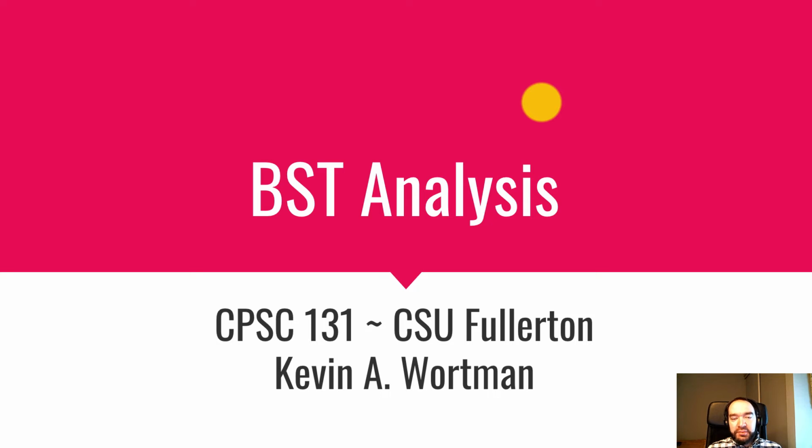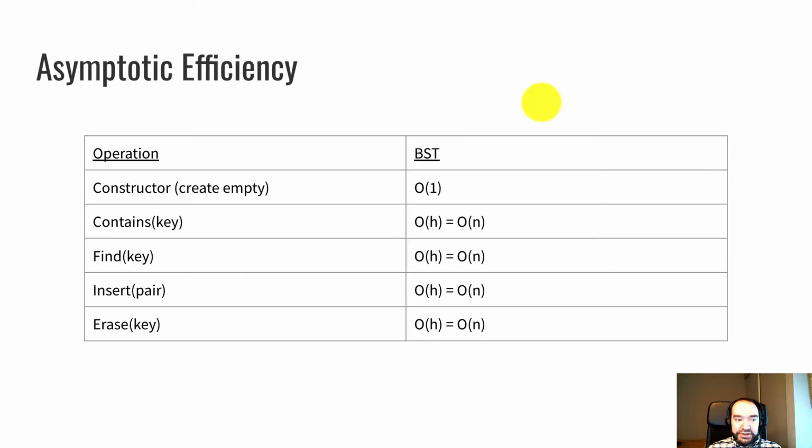Hi, this video completes our coverage of the plain binary search tree, meaning the binary search tree that doesn't do any self-balancing. We've presented a bunch of operations on the tree. Now we're going to analyze those and work out the asymptotic efficiency of each operation, meaning the big O runtime of each operation. First, let me preview where we're going to end up.